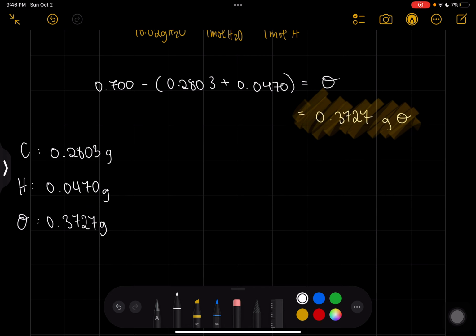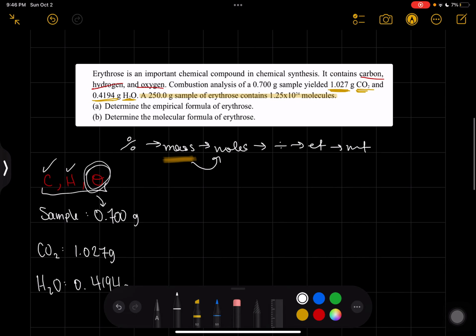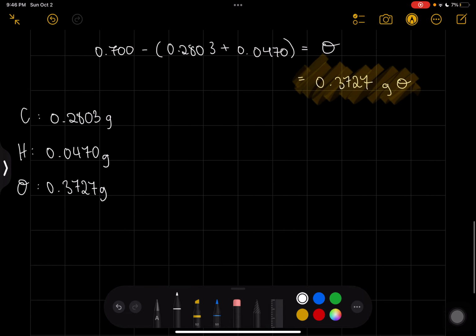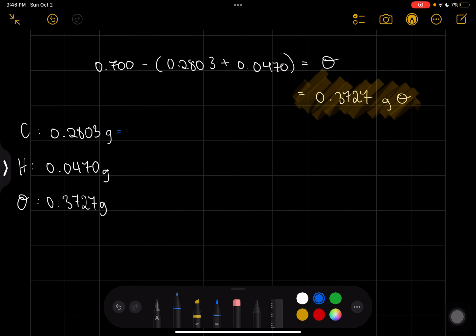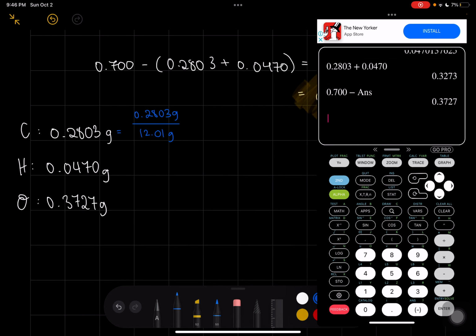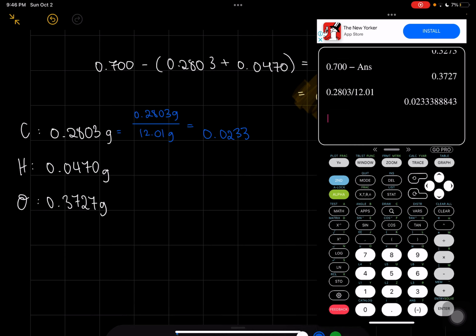Okay, amazing. So now what we're going to do is we need to go from mass to moles. To do that, we simply need to divide by the molar mass. So for carbon, we're going to divide by 12.01 grams, because that's how much carbon weighs. So 0.2803 divided by 12.01 is 0.0233 moles.